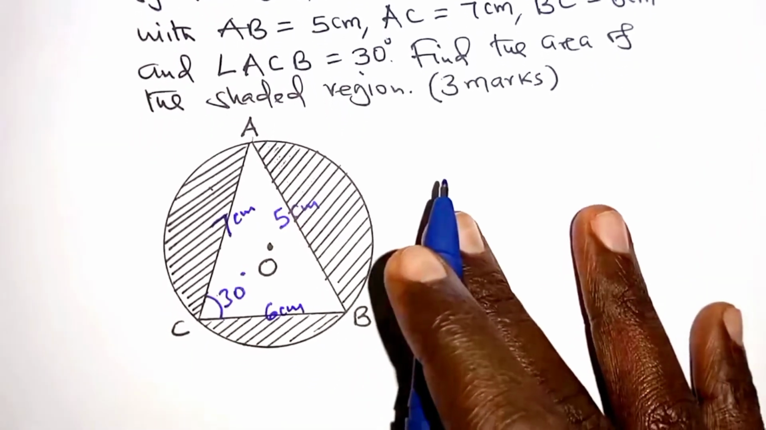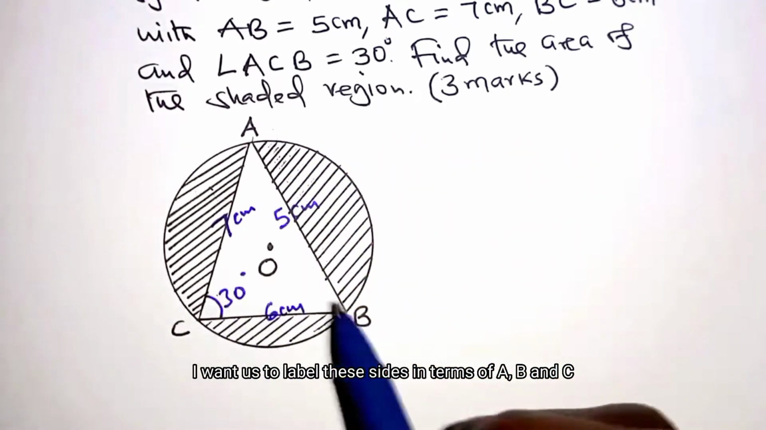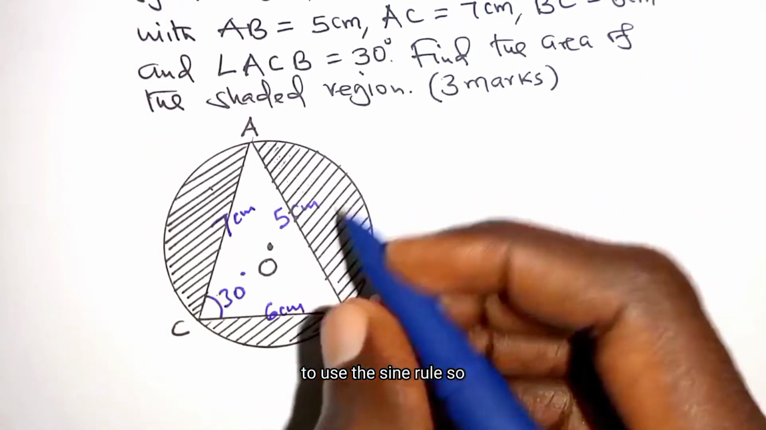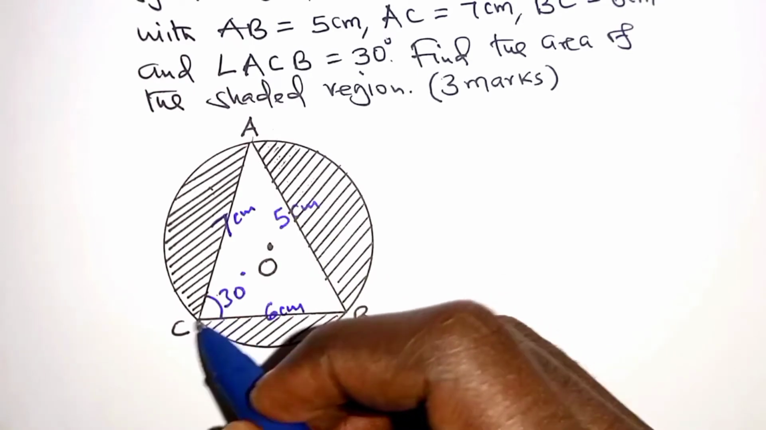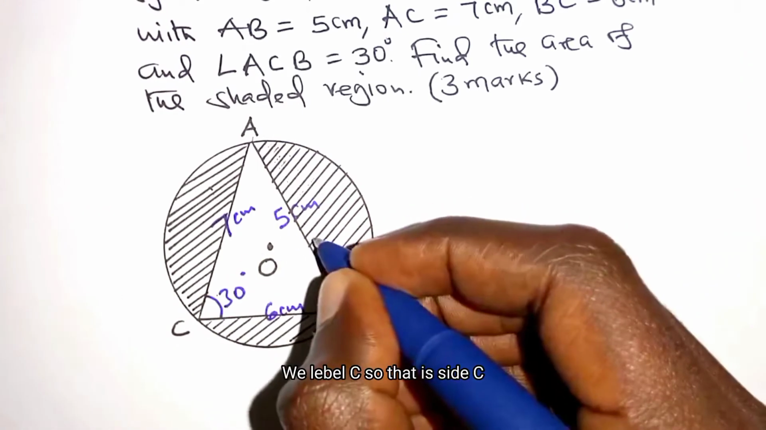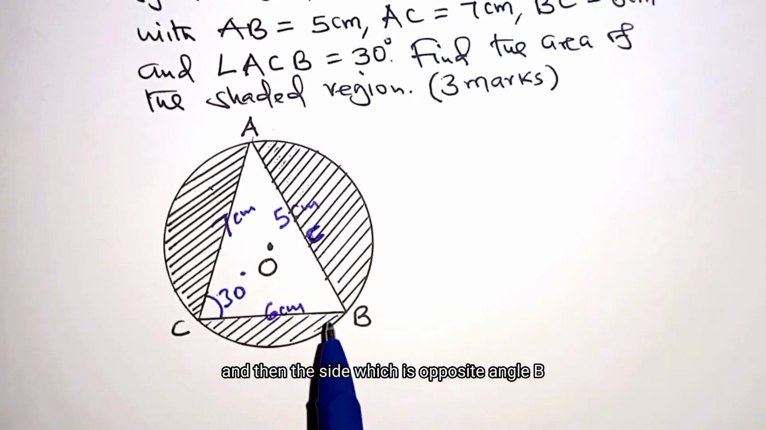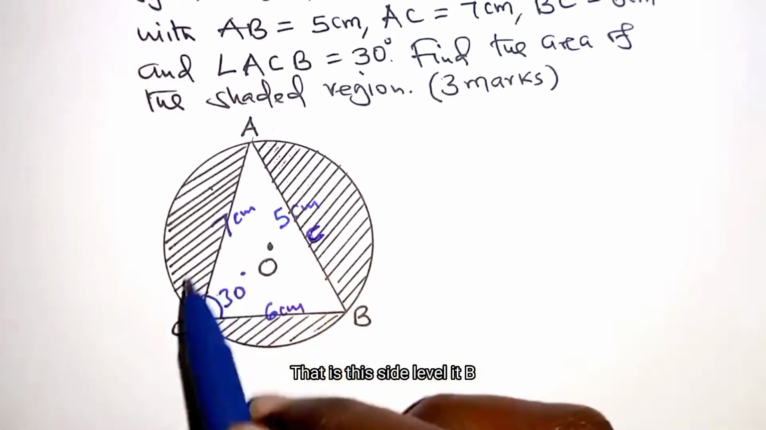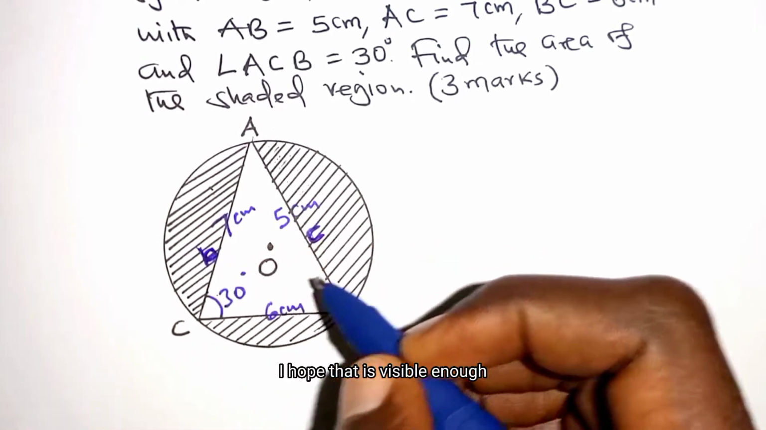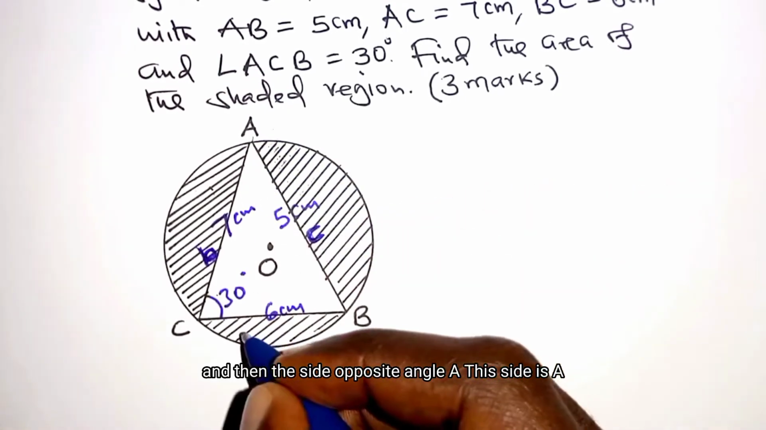Now, I want us to label these sides in terms of A, B, and C, so that it makes it easier for us to use the sine rule. So this side opposite to angle C, we label C, so that is side C. And then the side which is opposite angle B, that is this side, we label it B. I hope that is visible enough. And then the side opposite angle A, this side is A.